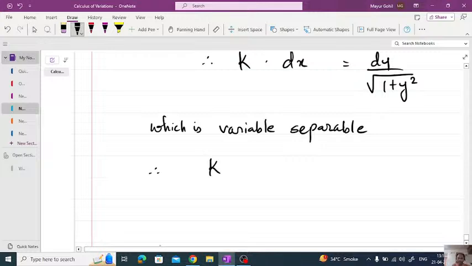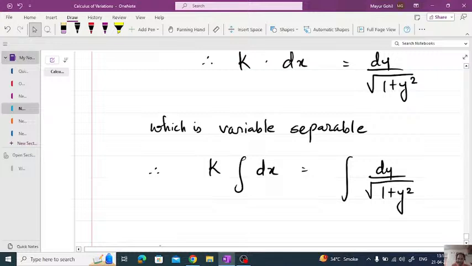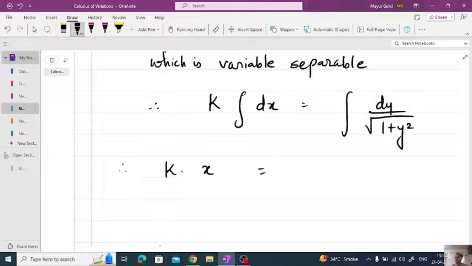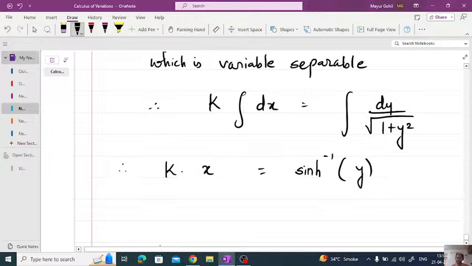K, you can integrate now on both the sides, dy over square root of 1 plus y square, and this here will become k into x. Now what is this? Integration of 1 upon square root of 1 plus y square. This is nothing but hyperbolic sinh inverse of y. Okay, there is that log and all that is there. I won't enter into that right now, but this is here in this way.